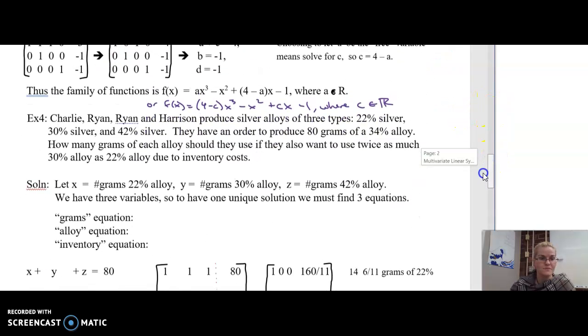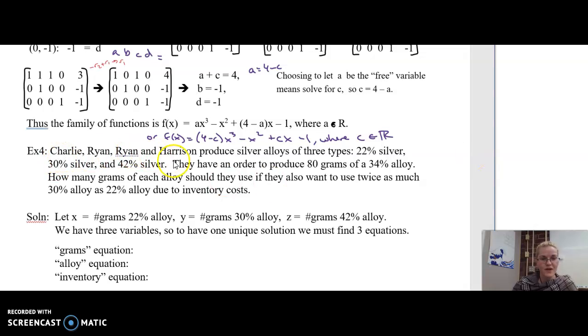So example 4. I'm going to only go down this far. Charlie, Ryan, and Harrison produce silver alloys of 3 types. A 22% silver alloy, a 30% silver alloy, and a 42% silver alloy. All right, they have an order to produce 80 grams of a 34% alloy, right? Well, that's not one of the ones they make. So what are they going to have to do? They're going to have to mix, right? How many grams of each of these 3 alloys should they use? If they also want to use twice as much of the 30% alloy as the 22% alloy due to inventory costs, right? So in fact, it's actually a lot cheaper if they want to use twice as much 30% alloy as the 22% alloy.